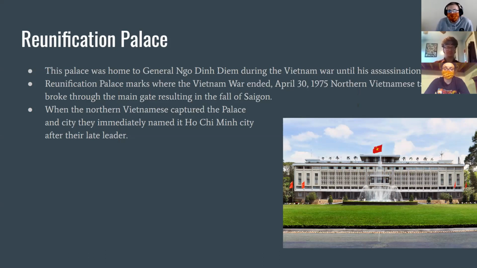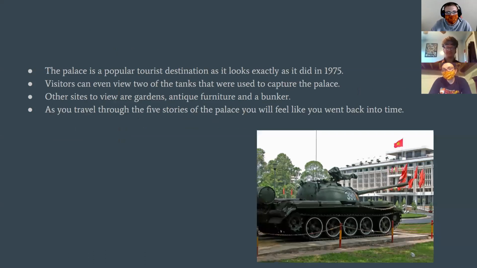Once they captured this building, the Northern Vietnamese renamed the city. No, it was named Saigon. They renamed it to Ho Chi Minh City, naming it after Ho Chi Minh, the great revolutionary leader that they respect. The reason that this site is a very popular tourist attraction is partially the historical significance, but also it's like a time capsule. If you go inside, it looks just like it did in 1975. You can even see, on the bottom right, two of the tanks that came into the compound are still there on display.